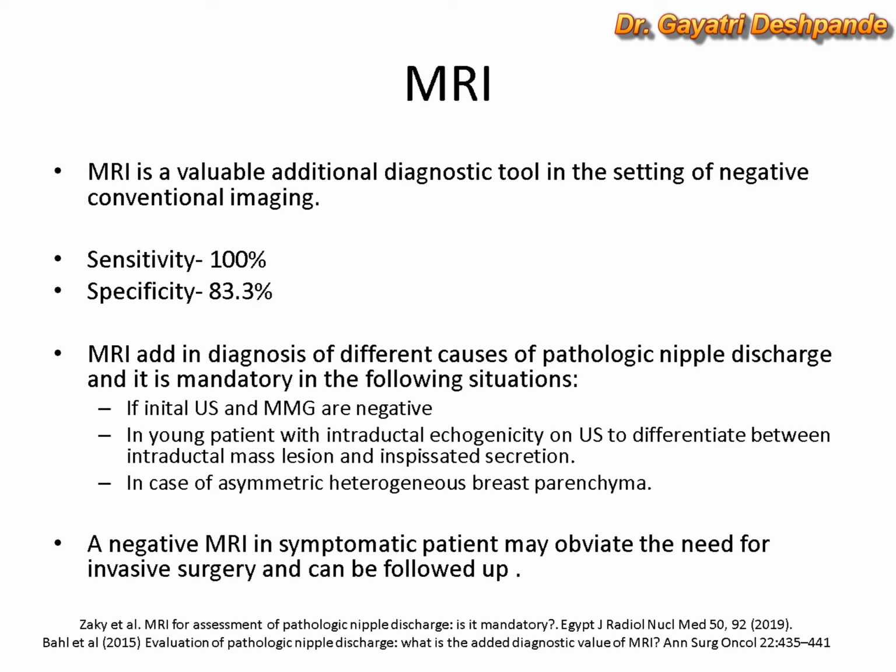Also, in young patients with intraductal echogenicity on ultrasound, an MRI can differentiate between an intraductal mass lesion or an inspissated secretion. In case of asymmetric heterogeneous breast parenchyma, MRI is a useful investigation. A negative MRI in a symptomatic patient may obviate the need for any invasive surgery, and the patient can be reassured and kept in follow-up.